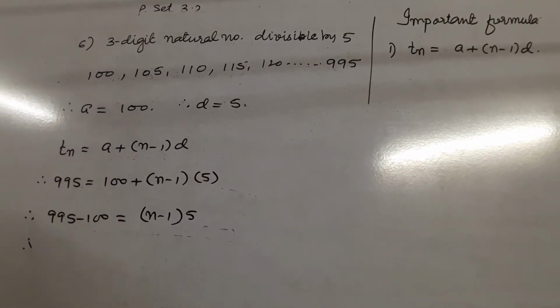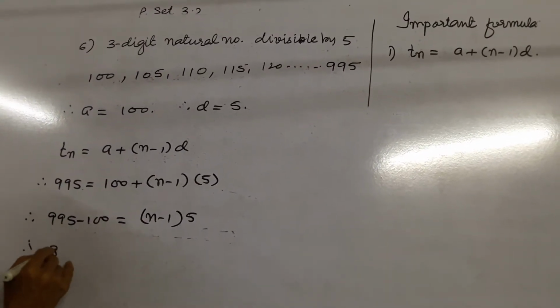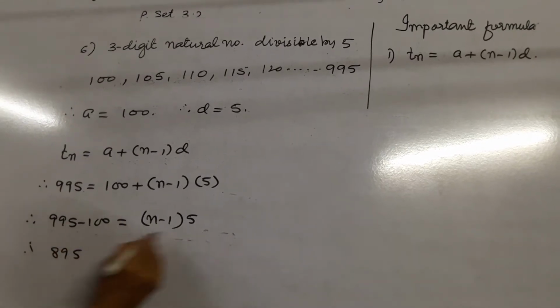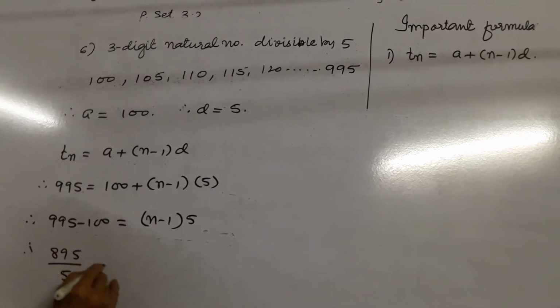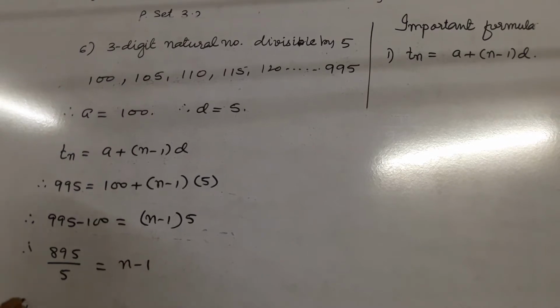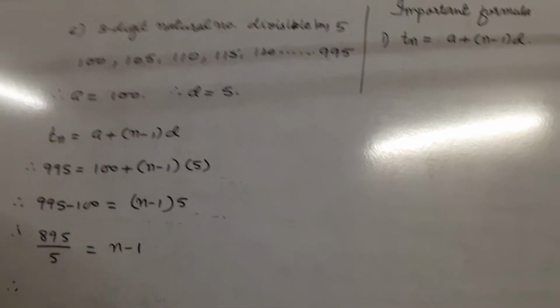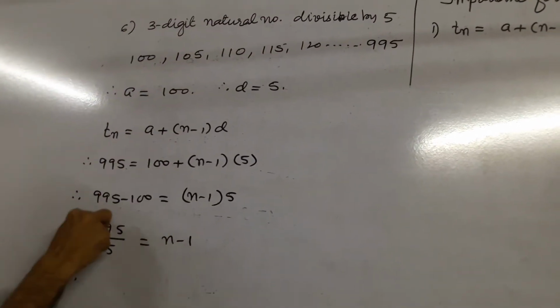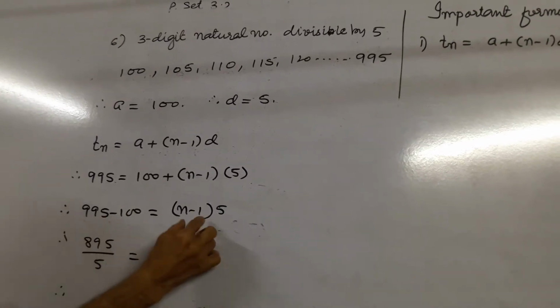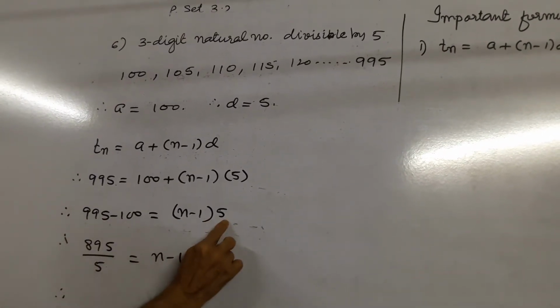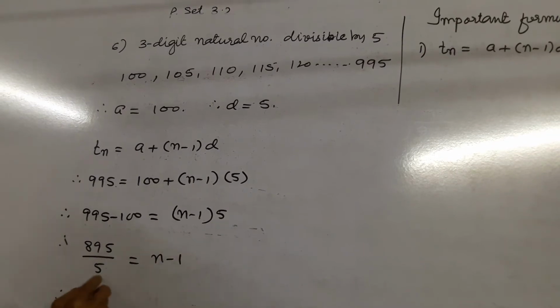Achha, 995 minus 100 is 895, and here 5 is multiplied, so divide here directly, is equal to n minus 1. I hope it is clear to you. So once again, 100 is positive here, it will become negative. Simplify this and write here n minus 1 into 5, so 5 is multiplied to this, so divide here.